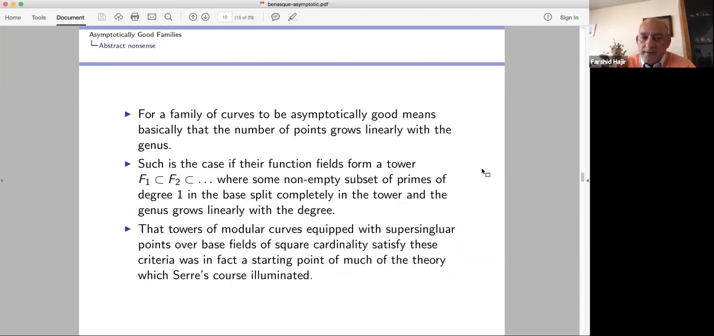then you're going to have the genus growing linearly with degree. And so, a really good case of that, which actually predated a lot of these, was the tower of modular curves, but over F_{p^2}, so that the supersingular primes are there for you to play with. They satisfy these criteria, and so they give you asymptotically good families of curves.